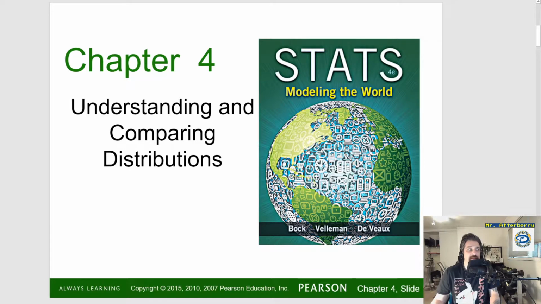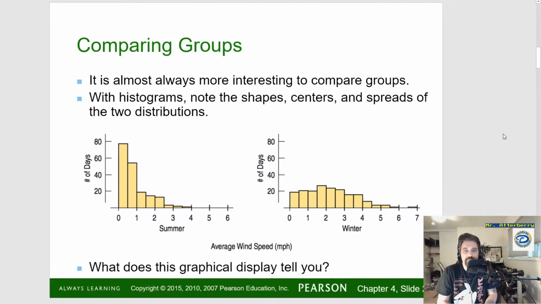Okay, so let's take a look at comparing groups. It's almost always more interesting to compare groups. With histograms, note the shapes, centers, and spreads of the two distributions. That hasn't gone anywhere, and it's going to keep reoccurring. So what does this graphical display tell you? That's the big question at the bottom.